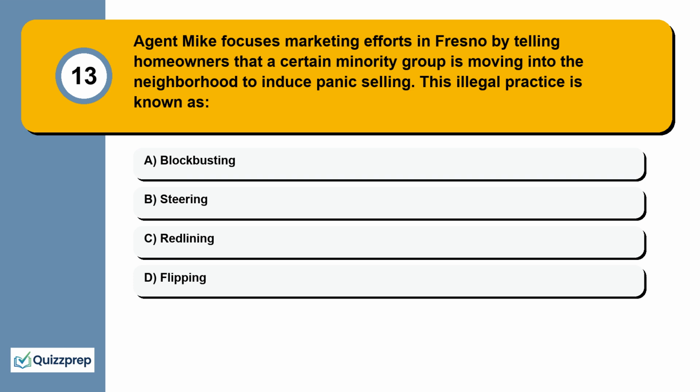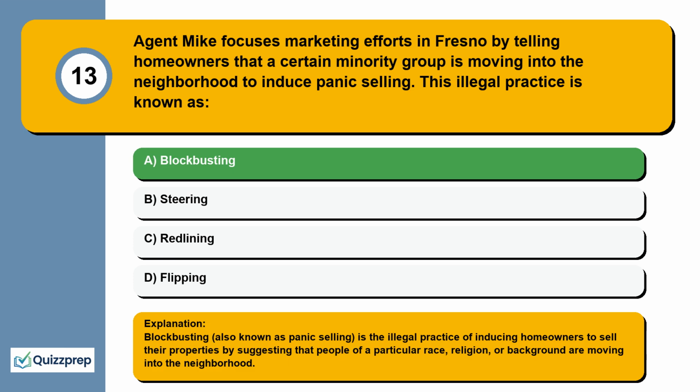Question 13. Agent Mike focuses marketing efforts in Fresno by telling homeowners that a certain minority group is moving into the neighborhood to induce panic selling. This illegal practice is known as blockbusting, steering, redlining, flipping. Blockbusting, also known as panic selling, is the illegal practice of inducing homeowners to sell their properties by suggesting that people of a particular race, religion, or background are moving into the neighborhood.